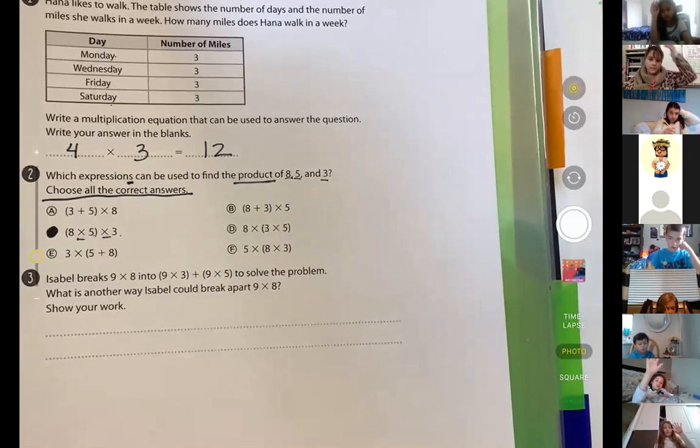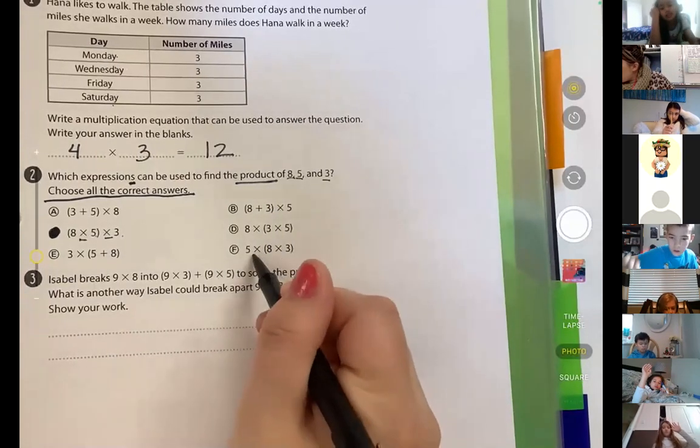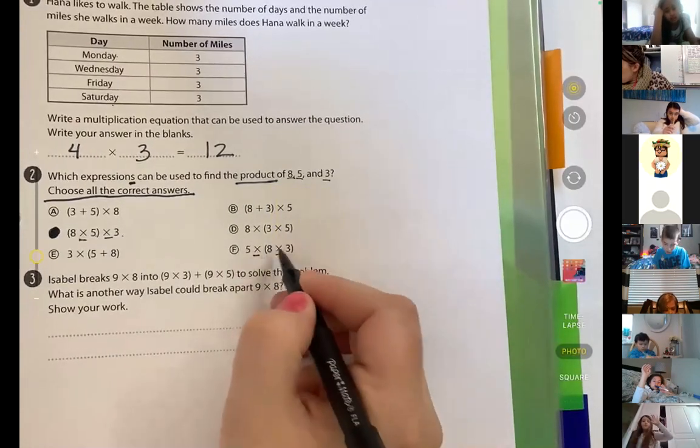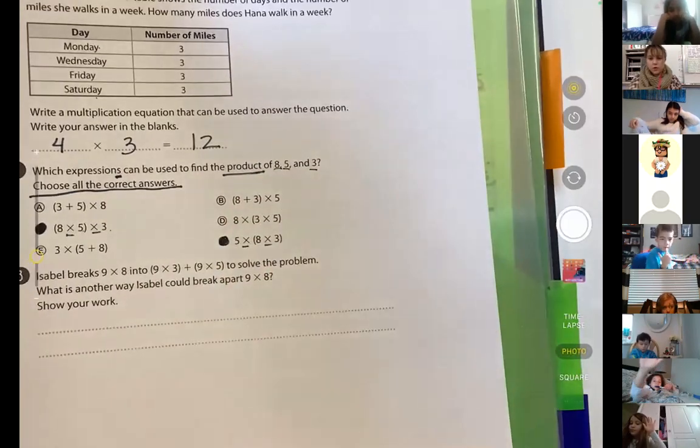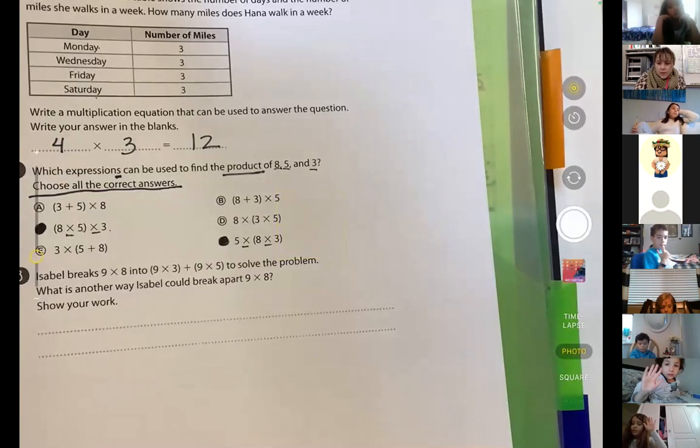Trisha, what's another one? F. We've got multiplication. We've got 8, 5, and 3. Perfect. F is another one. Good job, Trisha. All right, Lucia, do you see another one?